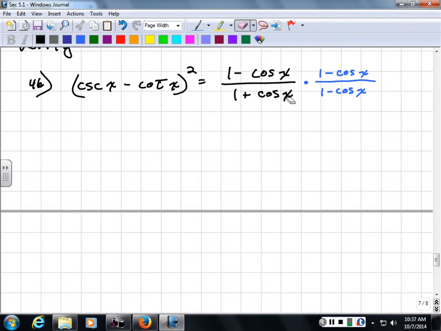Now, remember what I said. You want to close these off in parentheses. That way you've got the product of two binomials in the numerator and in the denominator. In the numerator, I've got a minus b times a minus b, and I'm going to have to FOIL that out. Or I'm going to use a minus b quantity squared is equal to a squared minus 2ab plus b squared. However you want to do it.